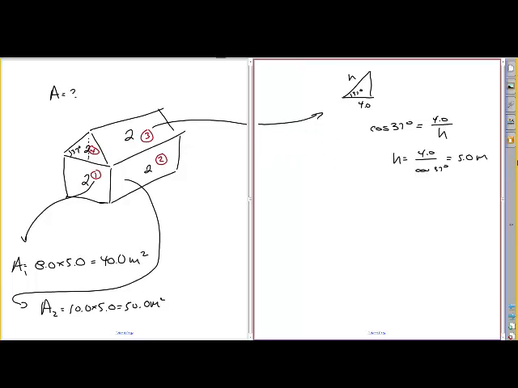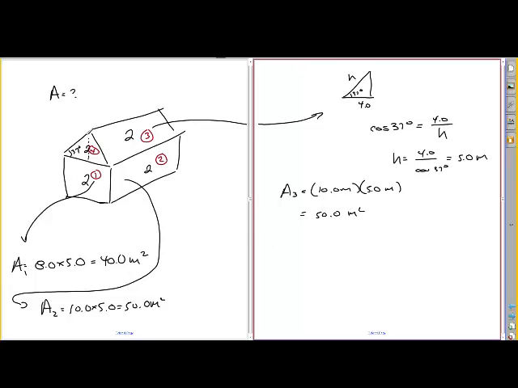So the area of one part of the roof, A3, is going to be 10 meters times 5 meters. So that's 50 meters squared.